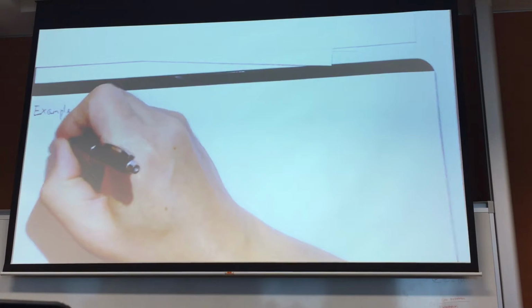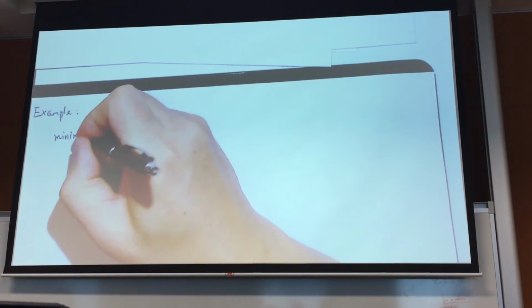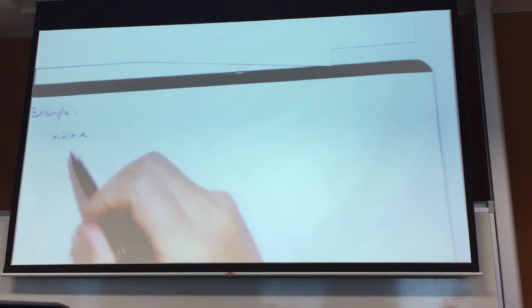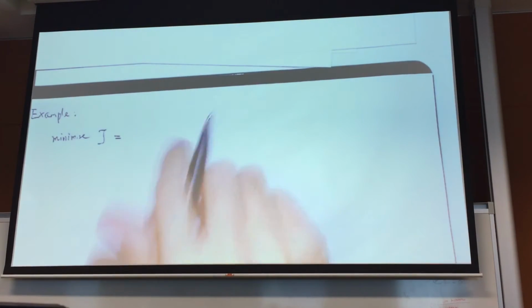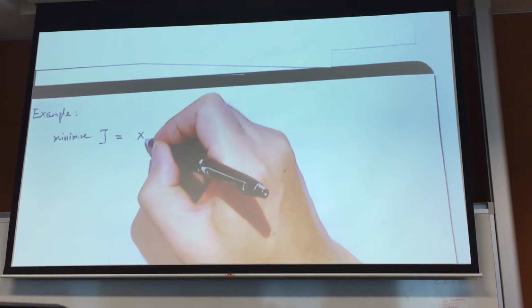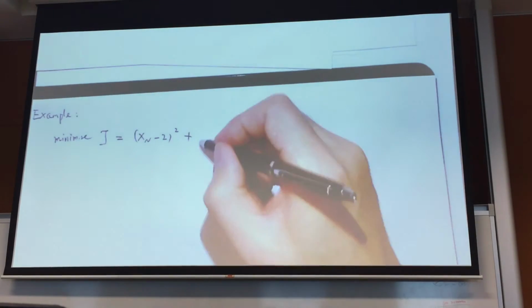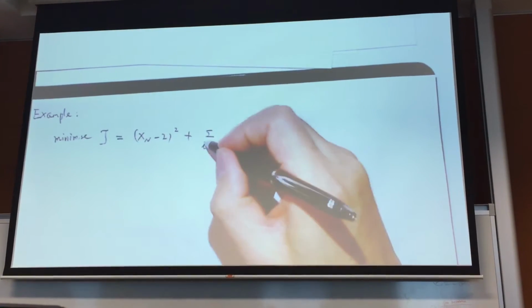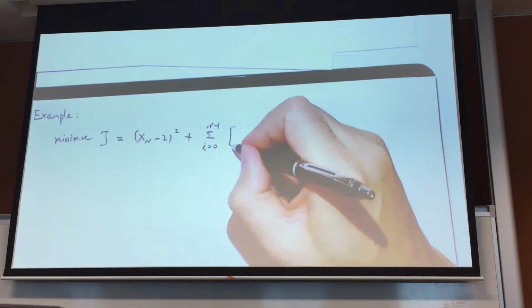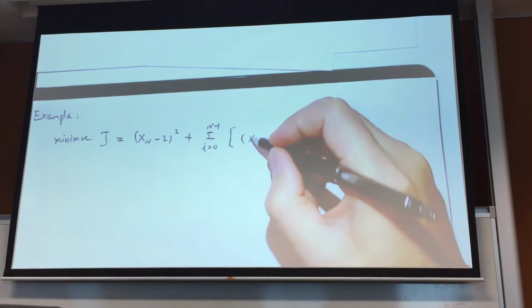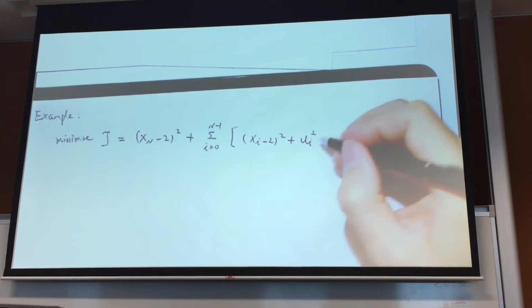So the example is similar to our dynamic programming formulation. We want to optimize a scalar cost function. This scalar cost function is defined by two parts. The first part is the final state, plus a function that represents all the intermediate states from 0 to n minus 1. This function is given by xi minus 2 squared plus ui squared.